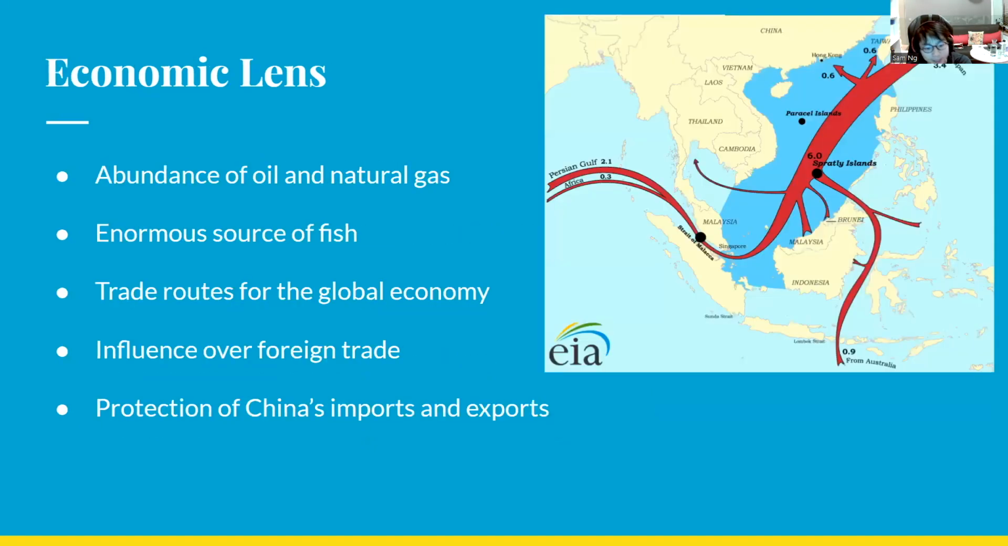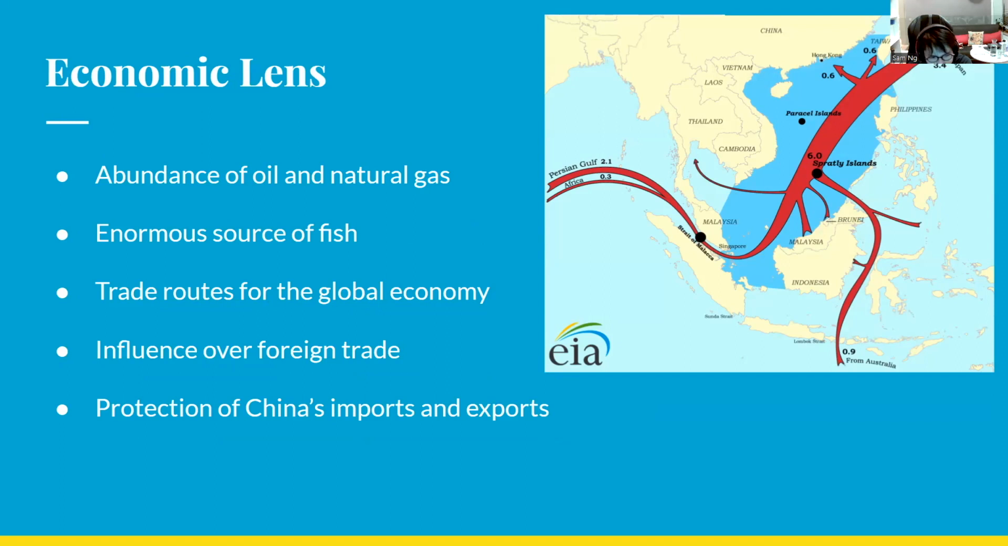Next, let's talk about the economic incentives. A direct and obvious motive of China's assertion is the resources the sea offers. The region is extremely rich in oil and natural gas, two integral fuels that power the world economy, with an estimated 11 billion barrels of untapped oil and 190 trillion cubic feet of natural gas.